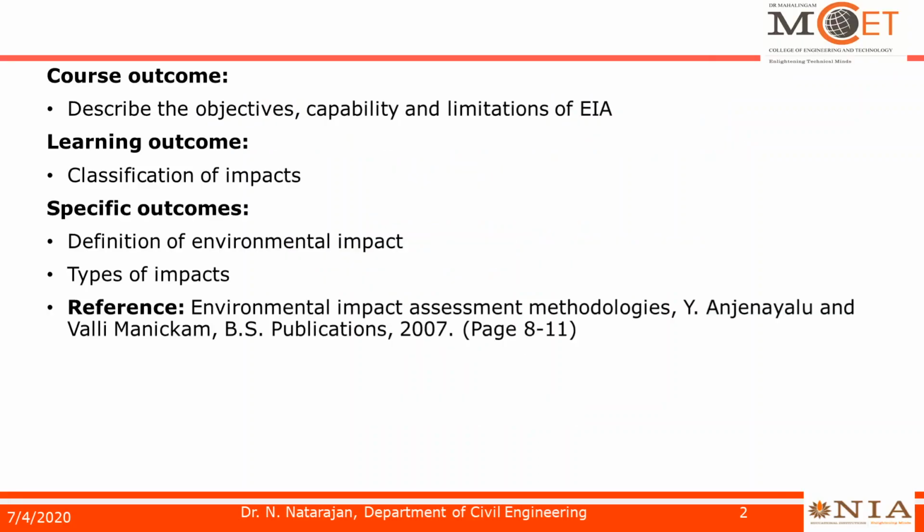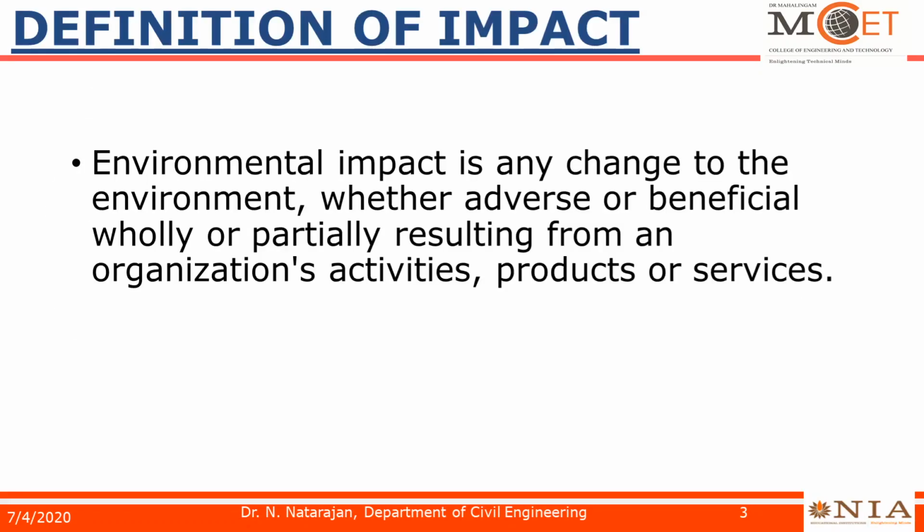Course outcome: describing the objectives, capability and limitations of EA. Learning outcome: classification of impacts. Here we are going to see a typical example of a project with a classification of impacts. Specific outcome: definition of impact, types of impacts. So in this session, we are going to see a particular case study of a development project and how they classify impacts as primary as well as secondary. So we shall continue from where we left.